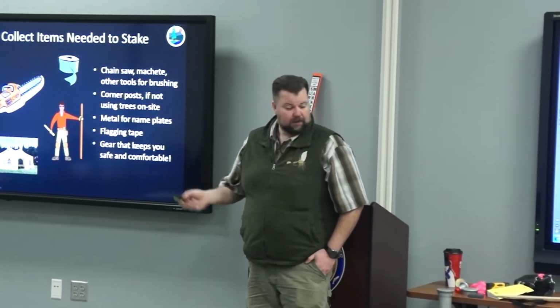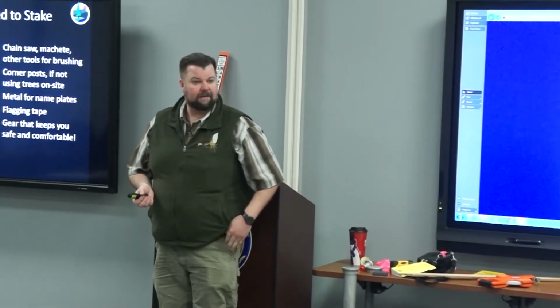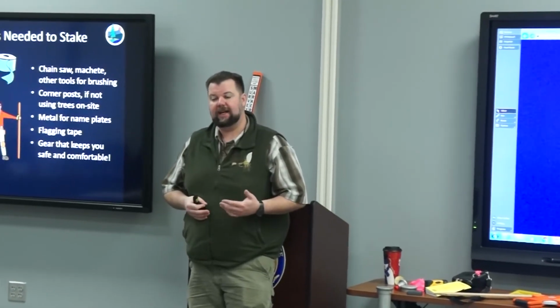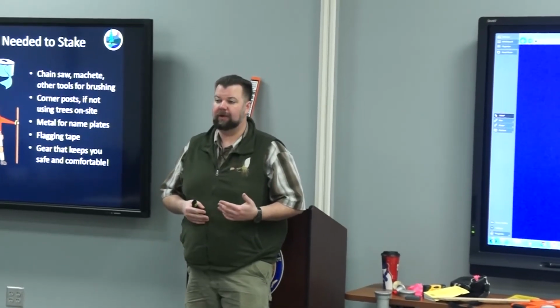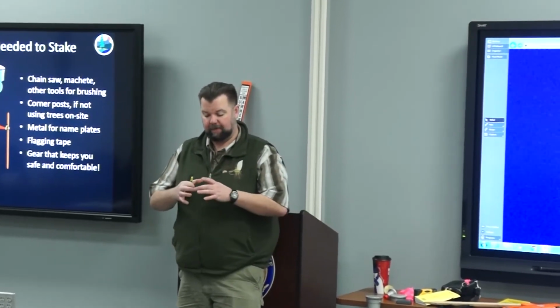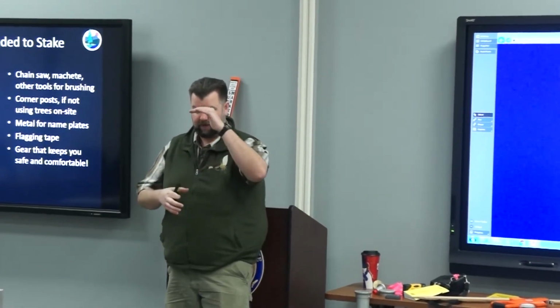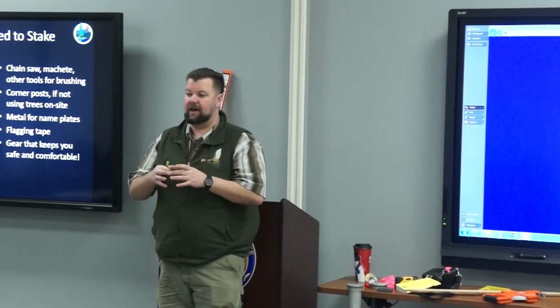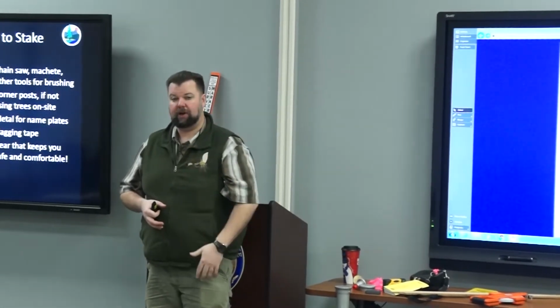For bringing out corner posts, figure out what area you're going to be staking in. That's going to help you determine what you're going to need to bring out there in the field with you. We're asking for a post that's preferably 4 feet high, 4 inches square, brightly marked.